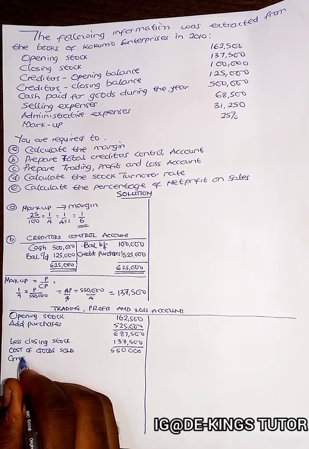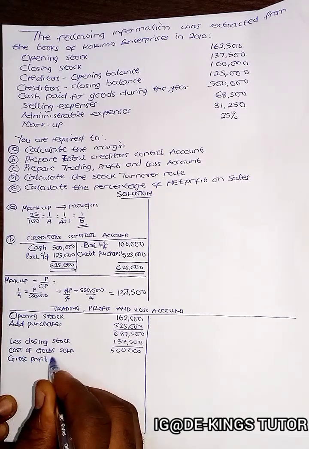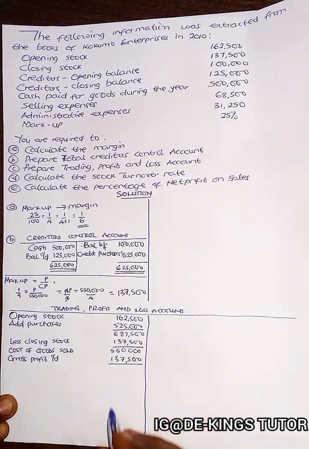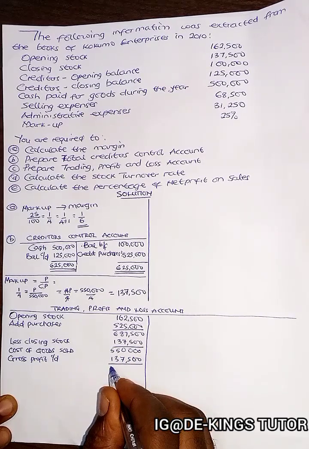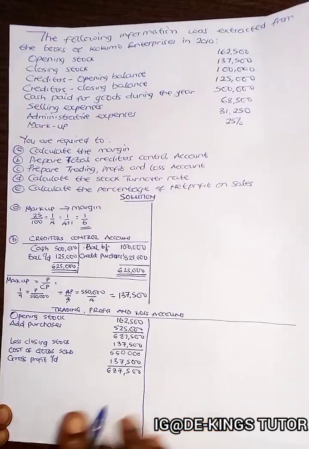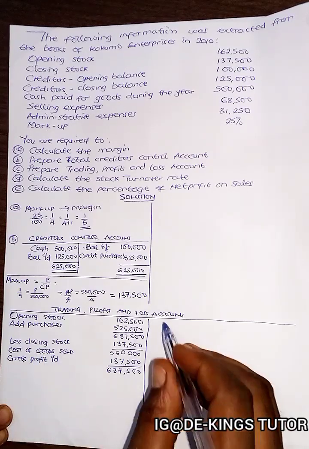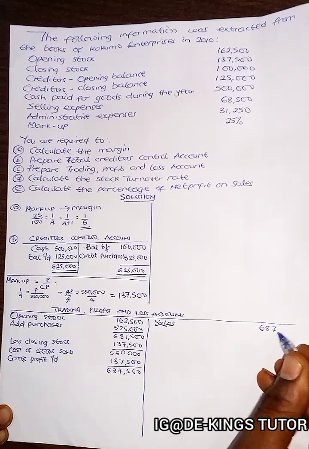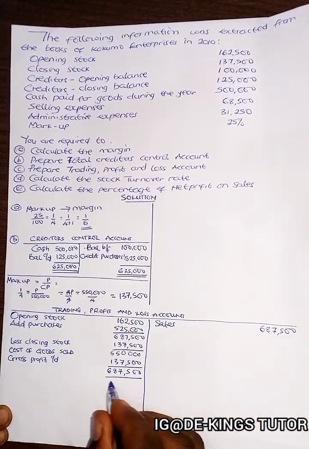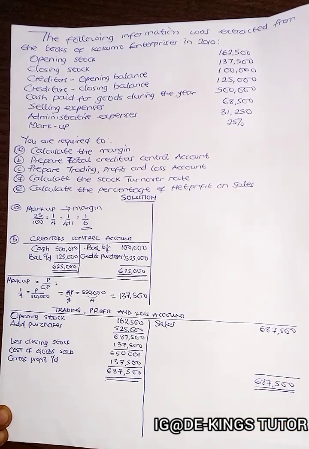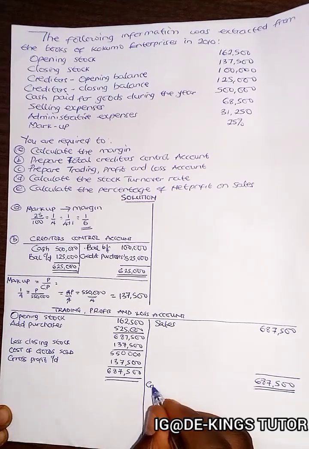So it means the gross profit here is 137,500. We add everything now, and it gives us 687,500. Remember, gross profit plus cost will give us our sales, which is 687,500.